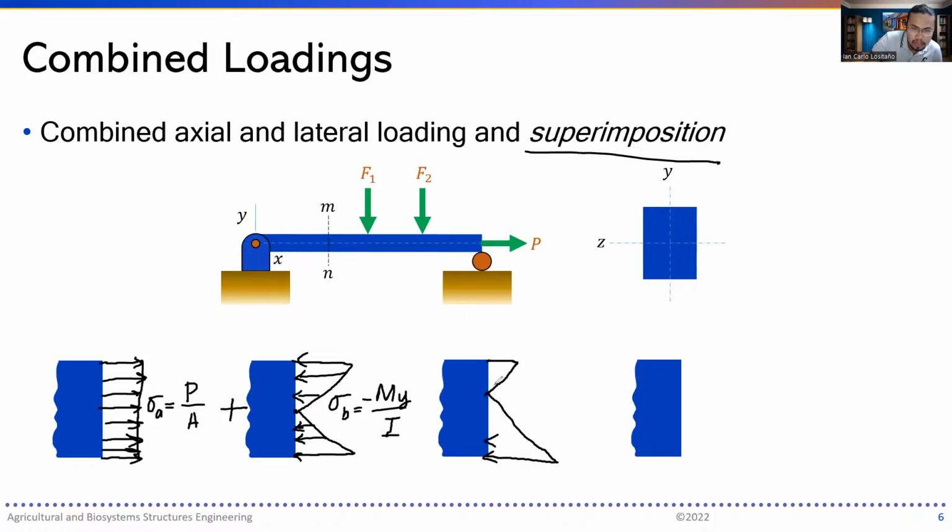Oh, sorry, it's going to be in this direction, because we assume that the stresses are acting in the opposite direction of the bending moment. So we have this as the final stress resulting from both A and B. All right, and this is again the concept of superposition.